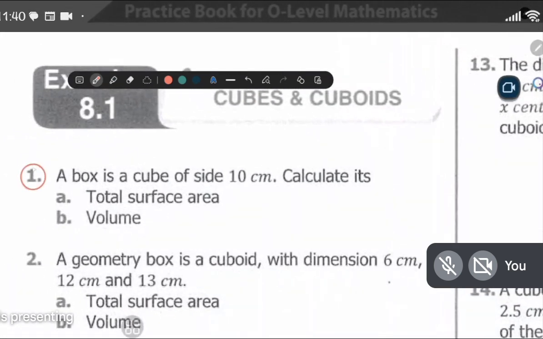A box is a cube of side 10 centimeters. Now it said cube. Can you give me the total surface area and its volume?